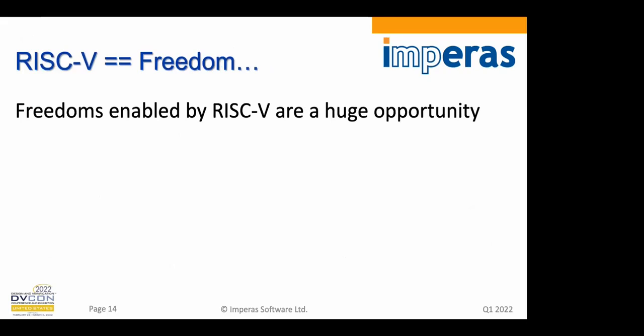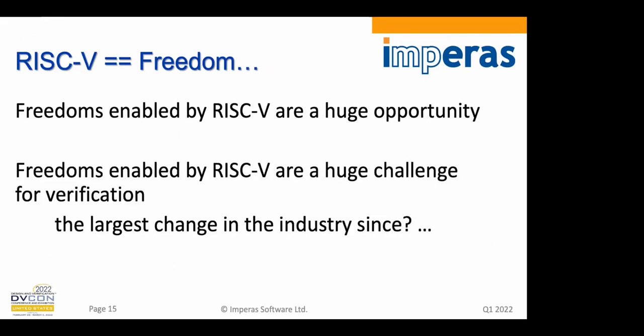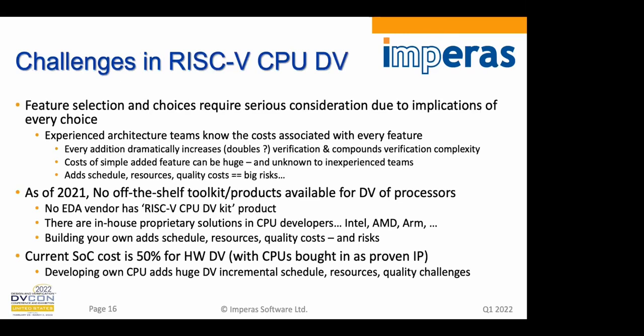Now, what RISC-V does is give you freedom, because you can do pretty much anything you want. You can change anything you want and do what you need with it. But when you get freedom, you get a huge challenge in verification. And in terms of the verification world that we live in, it's probably the biggest challenge and change that we've had since I don't know when. It's a huge tsunami of challenge that's coming for us all. And where does this come from?